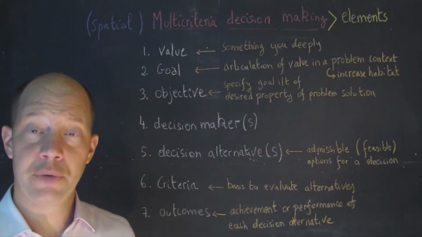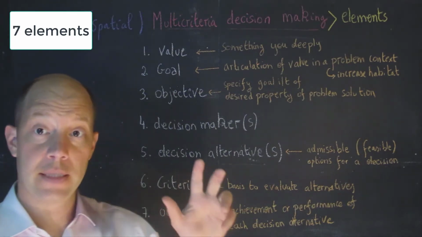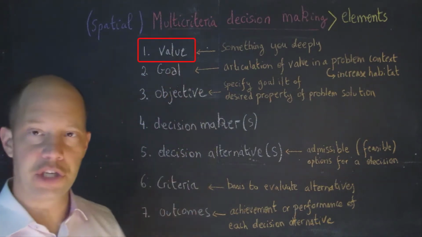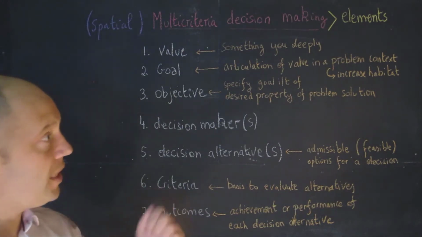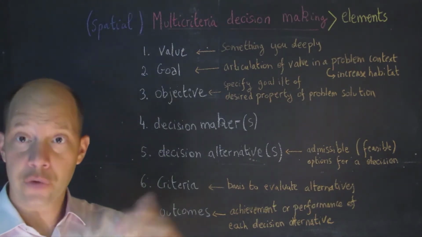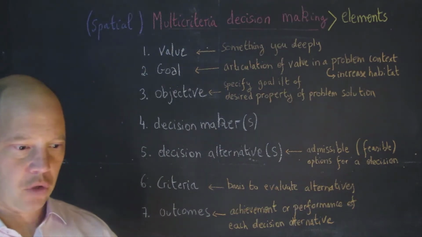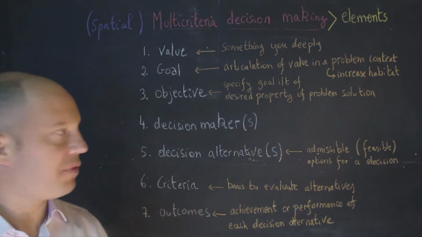In multi-criteria decision making, there are different elements. I've listed 7 of them here. The first one that we have is called value. And this is generally something that you deeply care about. So for instance, you may be interested in increasing the biological environment, or you may be interested in increasing biodiversity, for instance, in a geographic region.